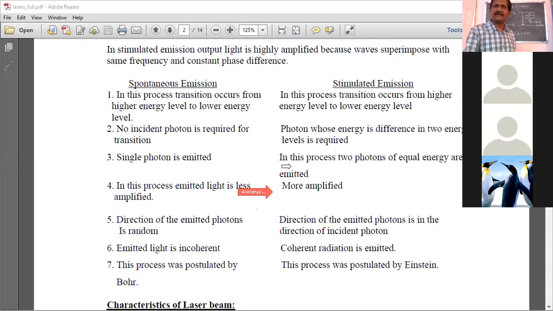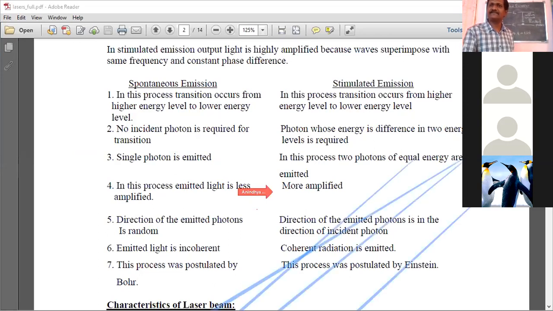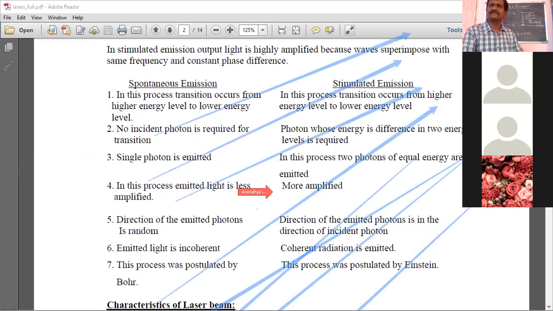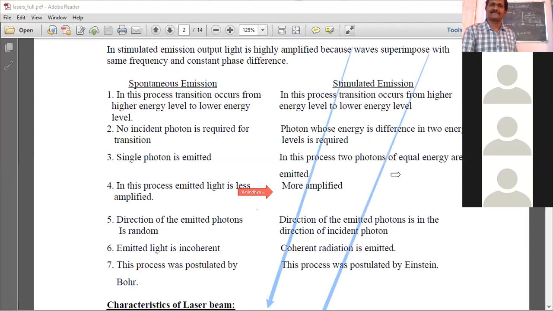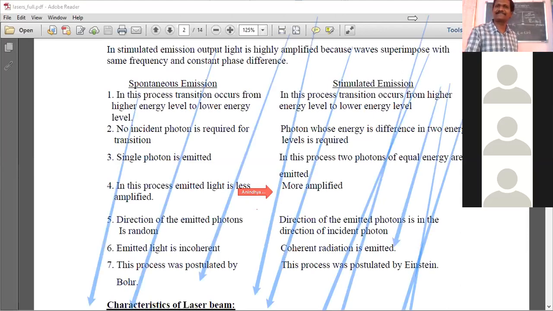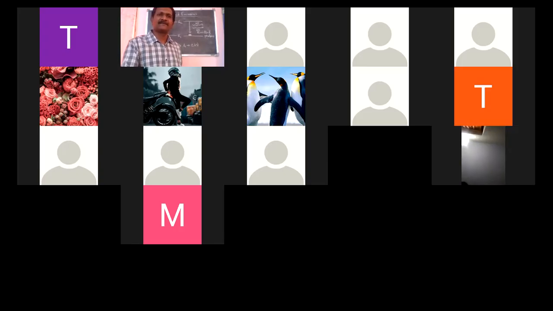Okay, unmute yourself, all of you. What is written here?